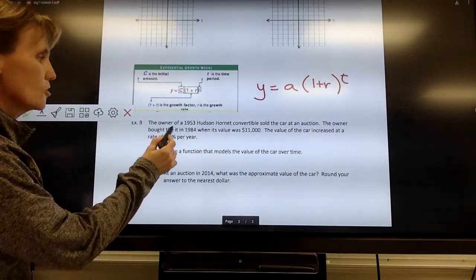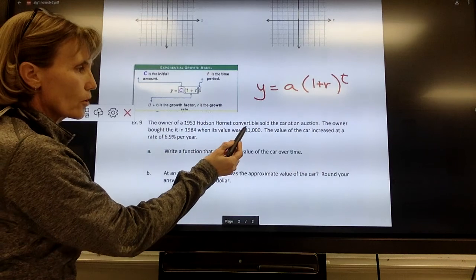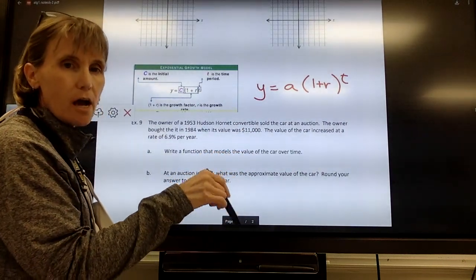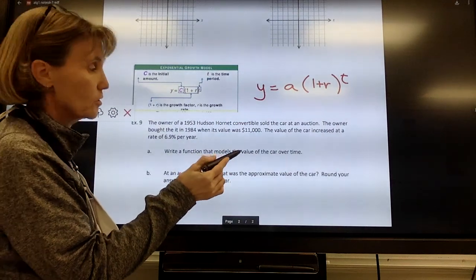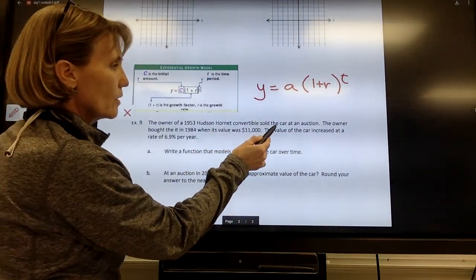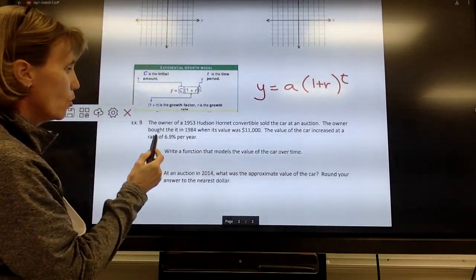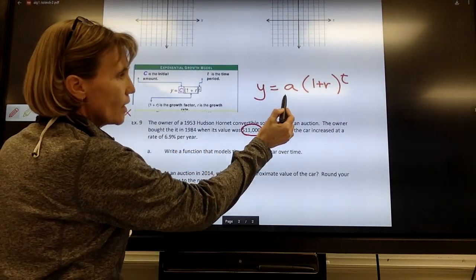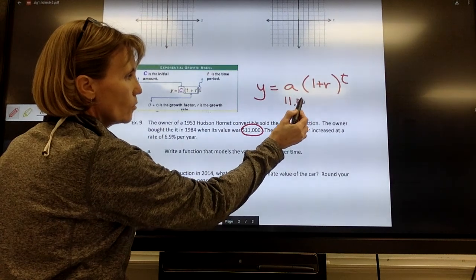So what happens, it says the owner of a 1953 Hudson Hornet convertible. That's a car. You watch the movie Cars, the Doc in it was the Hudson Hornet. Going to sell it at an auction. The owner bought it in 1984. This was its initial value. So that's the A value. That's going to go in for A.